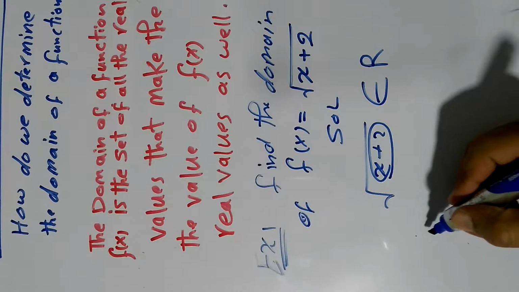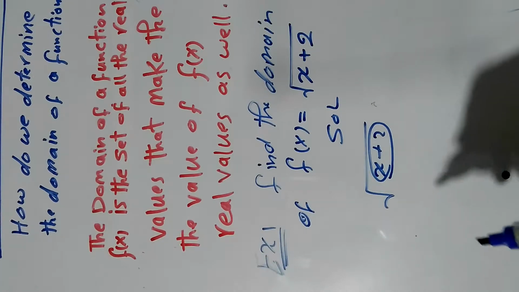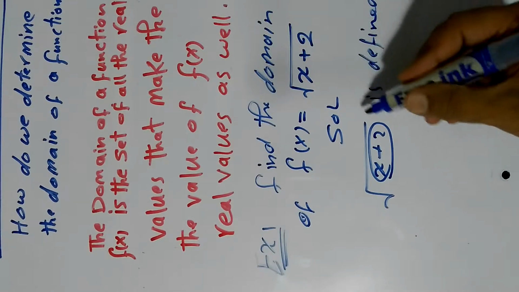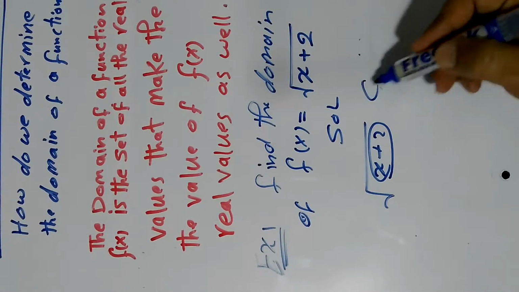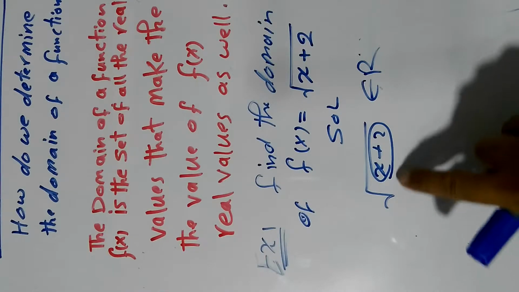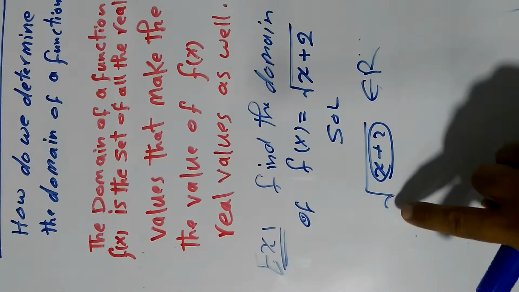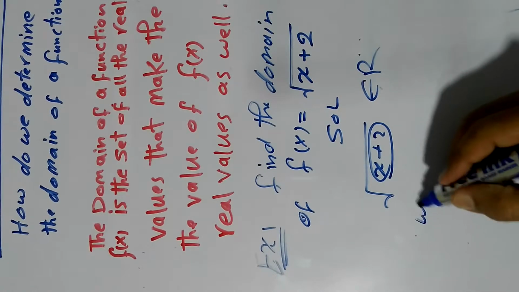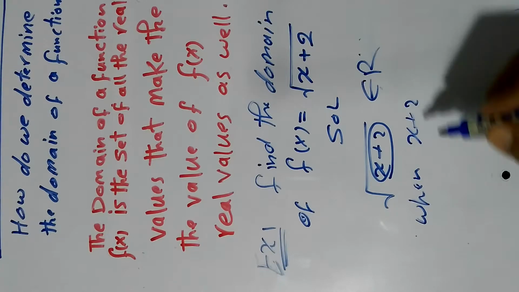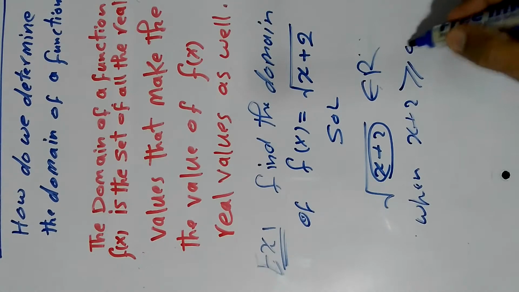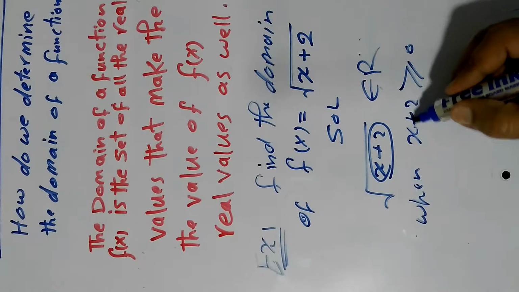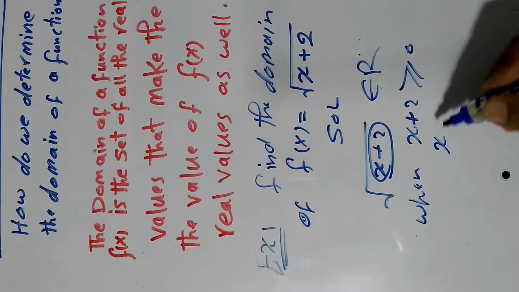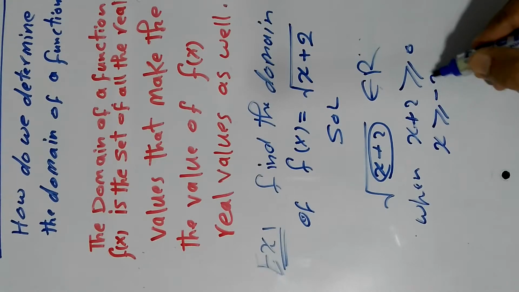We say square root of x plus 2 is defined, or say belongs to R. Either one is correct. You say square root of x plus 2 belongs to R, or you say square root of x plus 2 is defined when x plus 2 is greater than or equal to 0. And this is a very simple first degree inequality. The solution for it is x is greater than or equal to negative 2.